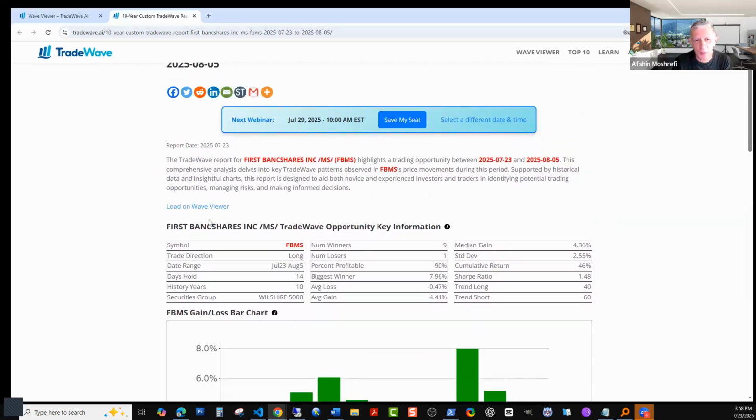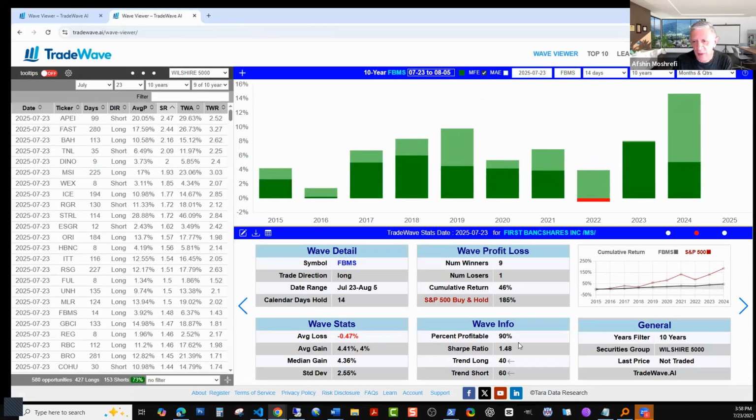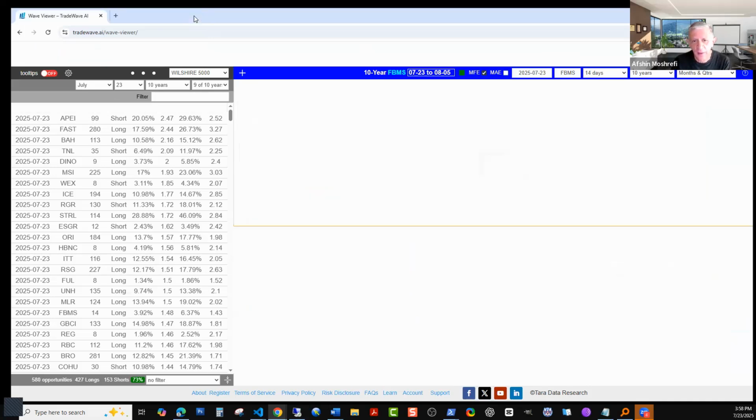I can click this, or anybody can click this. You don't even need an account. And it opens up TradeWave and it loads it in right there. Of course, people without an account don't have access to do much, but they can look at it.